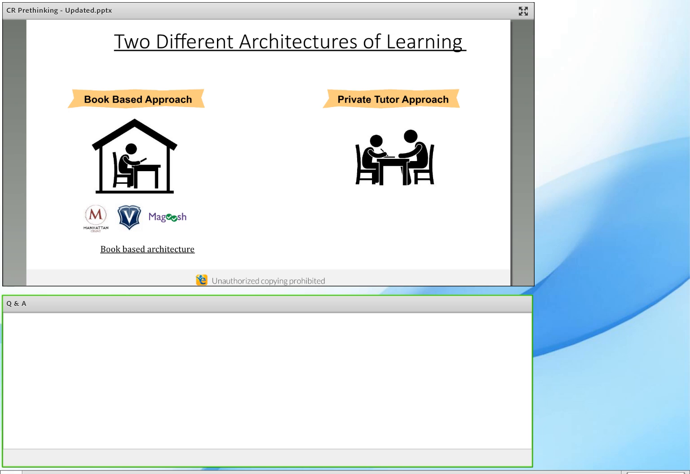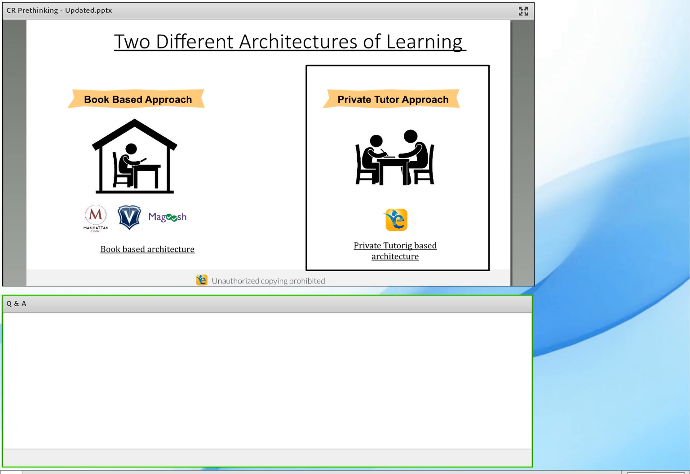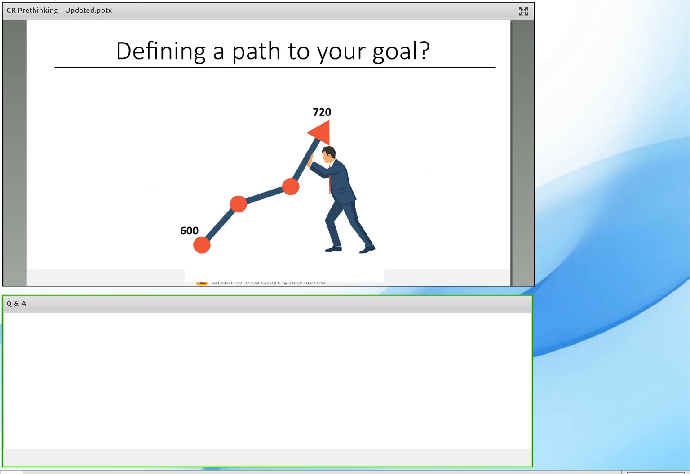So let's see, why do we really say that e-GMAT is built around the private tutoring-based architecture, whereas most of the other courses are built around this book-based architecture. And we're going to start with step number 1, which is defining a path towards that goal. And we're going to take a case study of a student who wants to go from a score of 600 to a 720. So it's a 120-point improvement.